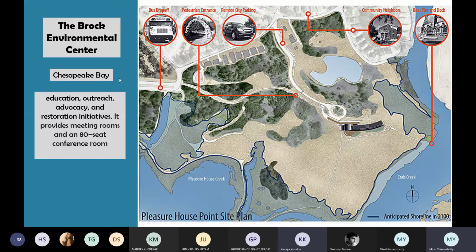The second one is the pedestrian entrance, which is being shown. Then there is the remote city parking. Then come your community neighbors, where there is a cul-de-sac on the right-hand side, the first icon. It talks about the community neighbors. And this one is the boat pier and the dock, which is right where your Crab Creek is.